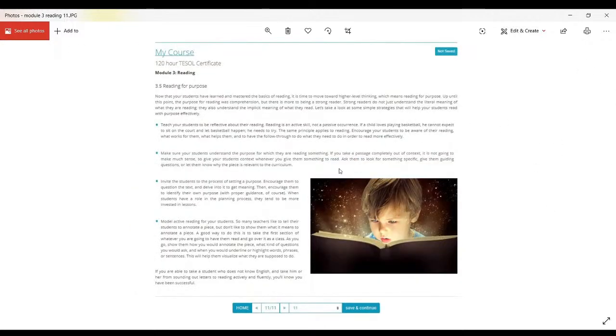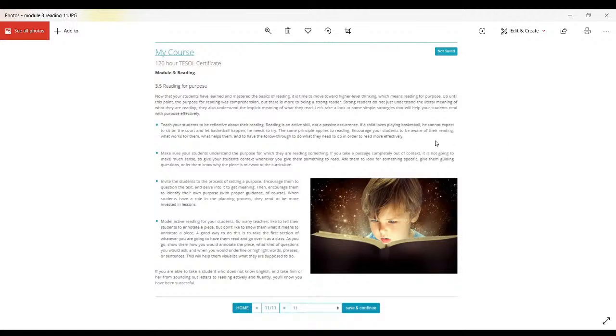Last page na tayo ng Module 3, Reading. 3.5, Reading for Purpose. Alamin natin kung ano-ano ba itong mga simple strategies that will help your students read with purpose effectively. Magiging bookworm na sila. Teach your students to be reflective about their reading. Reading is an active skill, not a passive occurrence.